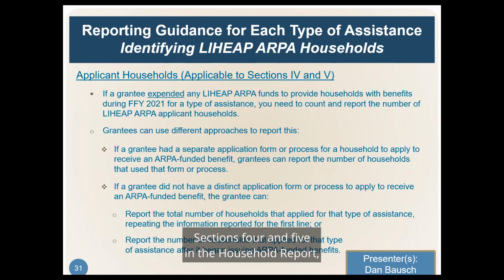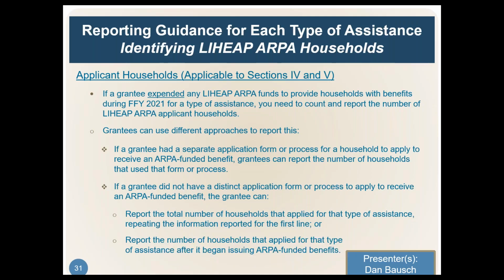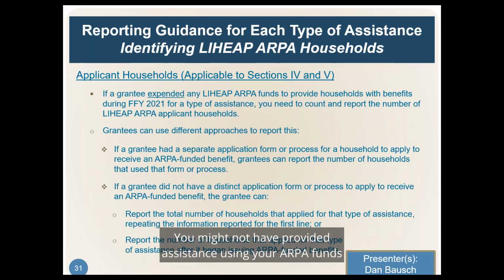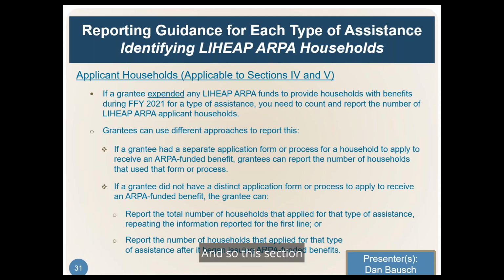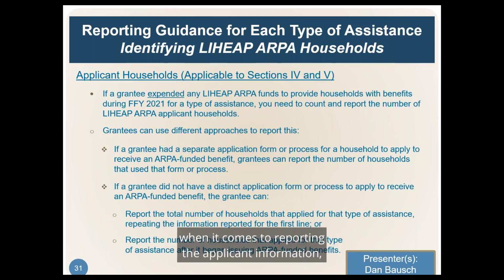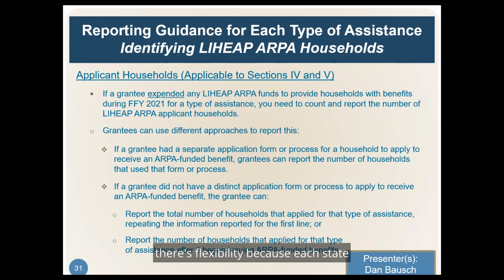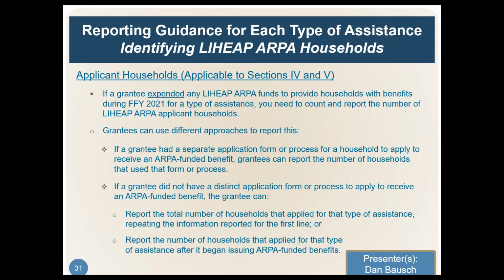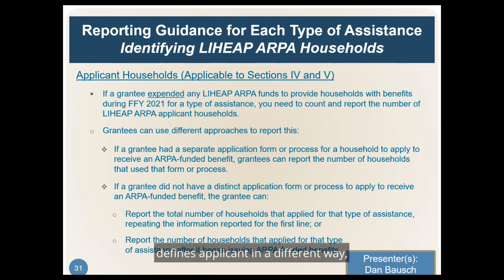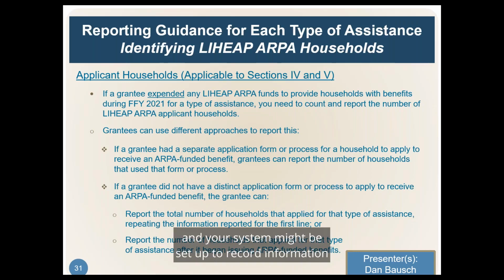Sections 4 and 5 in the household report are where you report the information on the number of applicants for each type of assistance. You might not have provided assistance using your ARPA funds during 2021, but you may have started receiving applicants. And so this section may have households reported in either case. As Melissa mentioned earlier, when it comes to reporting the applicant information, there's flexibility because each state defines applicant in a different way, and your system might be set up to record information for households that apply for LIHEAP in varying ways.